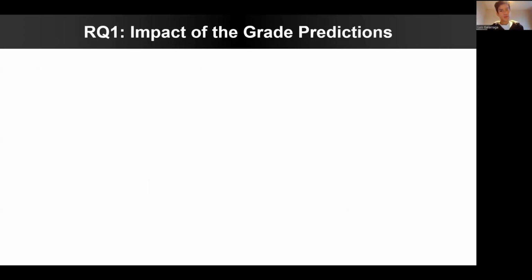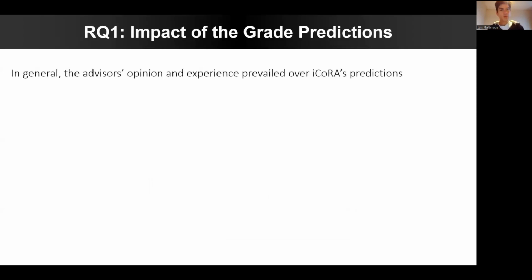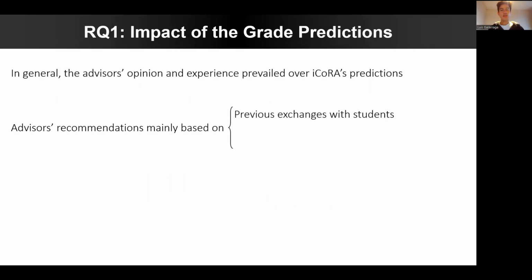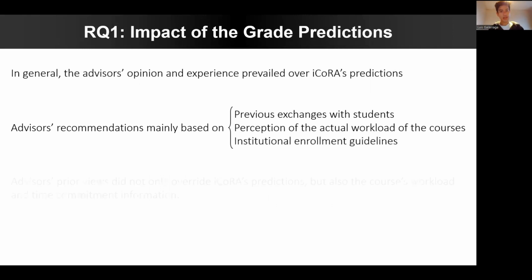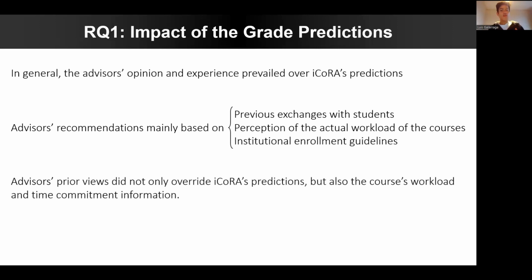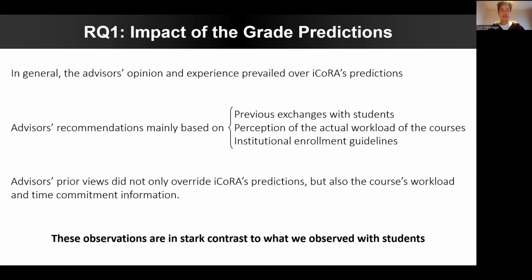Then to conclude, in regards to our first research question, we can say that the opinion and experience of the advisors overrode the predictions of the system. Those recommendations were based on the previous exchanges with the students, the perception of the actual workload of the courses, and the institutional enrollment guidelines. So advisors not only overrode ICORA's predictions and recommendations, but also overrode the official information about the courses that was given there. And these observations stand in sharp contrast to what we observed with students, who trusted almost blindly the predictions made by the tool.